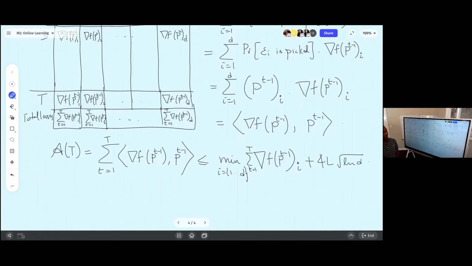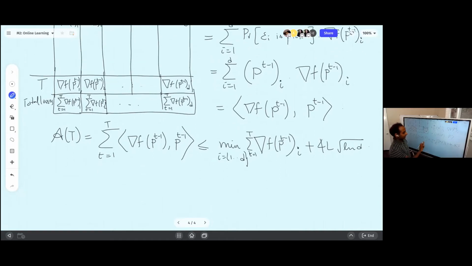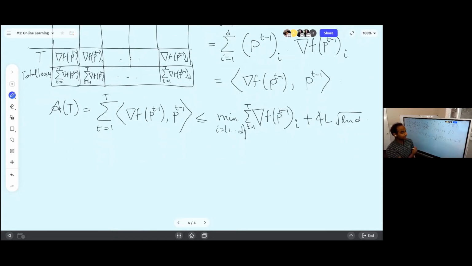Okay, so if I ran it with this update, I get something like this. So this is what we get out of using our regret analysis for the multiplicative weight method. And that's also what we get for the multiplicative gradient descent algorithm, because both are essentially the same.